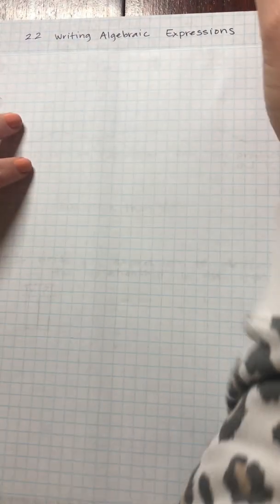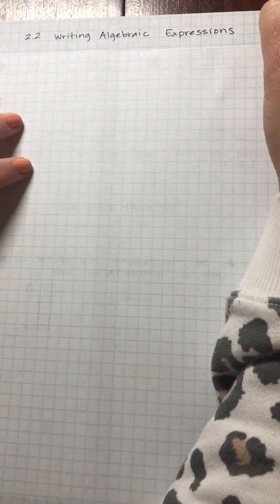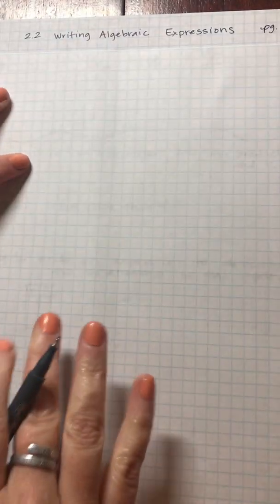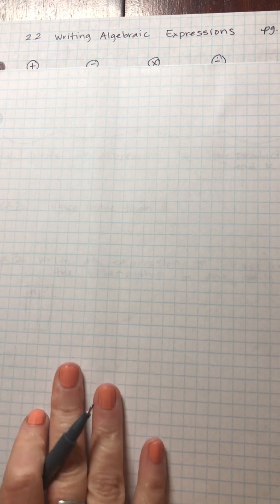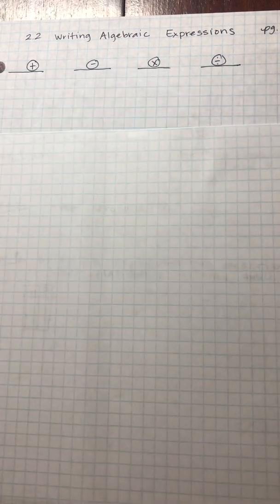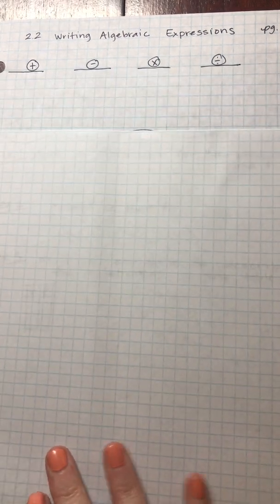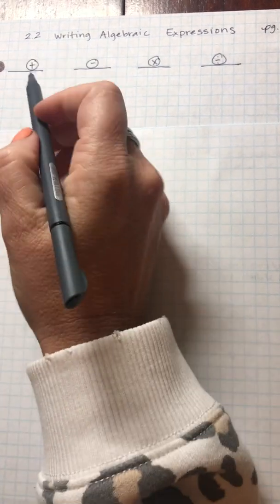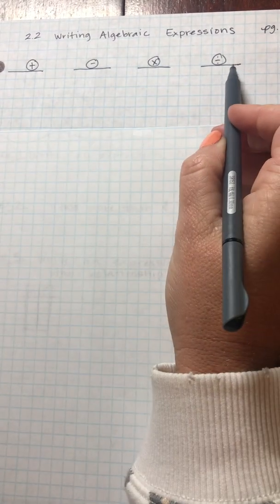Hi, sixth grade. Today we're moving on to 2-2, writing algebraic expressions. If your book is close by, I'm on page 52. Today we're going to start by coming up with some words that mean math operations.